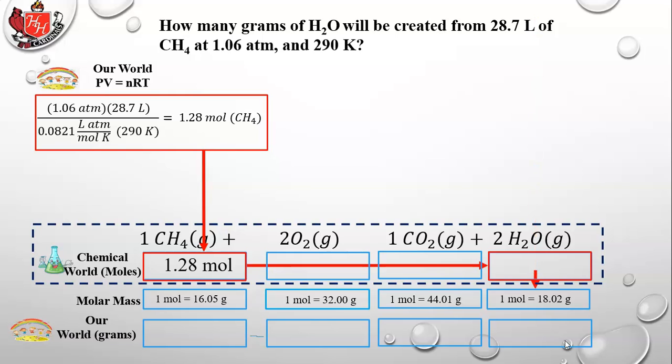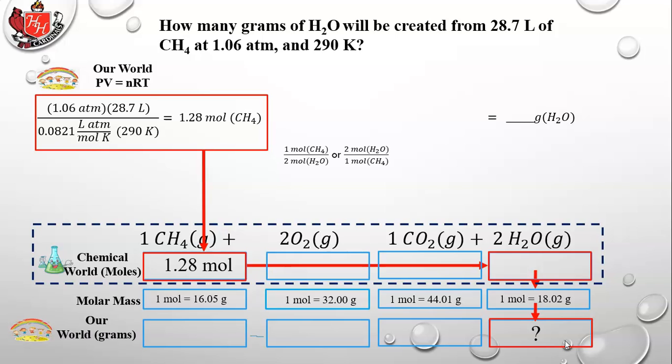And then from there, you're going to go through the molar mass for water, 1 mole equals 18.02 grams, to get the number of grams of water. And there's the question mark down there. So again, it's a 3 conversion problem. The first one we've already done, so we've got the 1.28 moles.